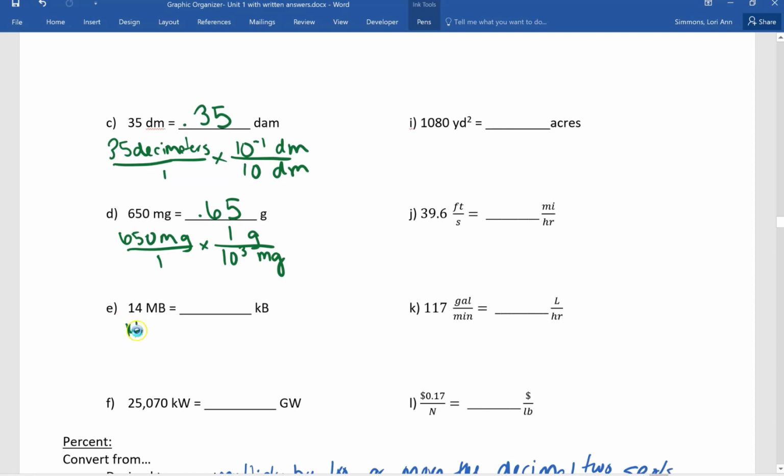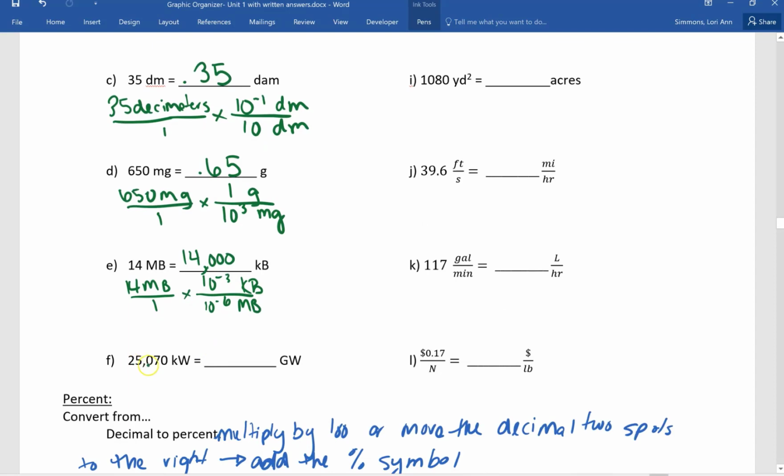E, 14 megabytes over 1. Megabytes need to be canceled, so that will go on the bottom. And then we want to go to kilobytes. So kilobytes on the top. 10 to the negative third kilobytes and 10 to the negative 6 megabytes. Multiply across and then divide by the bottom. And E's answer should be 14,000 kilobytes. Significant digits of each having 2 match up.